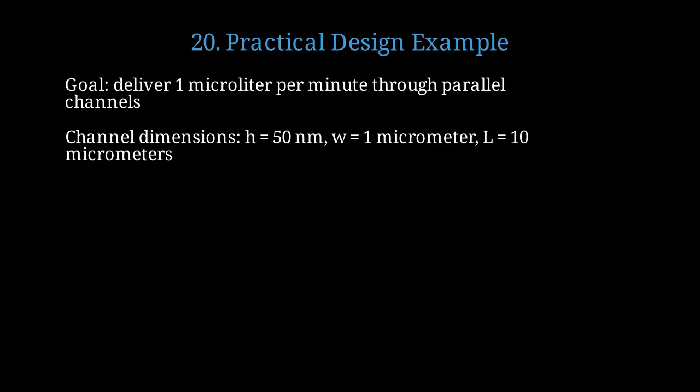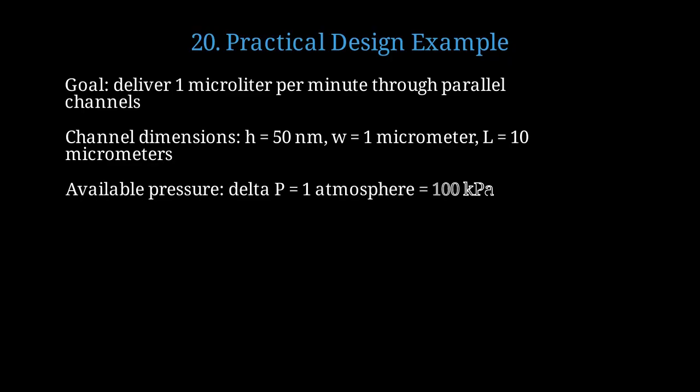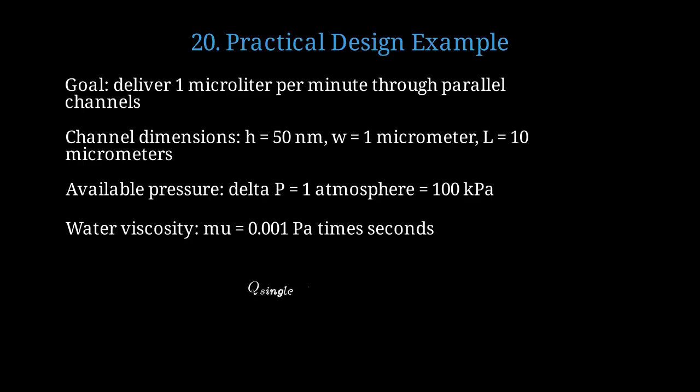Let's design a practical nanochannel device accounting for slip effects. Suppose we want to deliver 1 microliter per minute through an array of parallel nanochannels. Each channel is 50 nanometers tall, 1 micrometer wide, and 10 micrometers long. We have 1 atmosphere, or 100 kilopascals, of pressure available to drive the flow. Water viscosity is 0.001 pascal seconds. The flow rate per channel is given by this modified Poiseuille equation, including the slip enhancement factor.